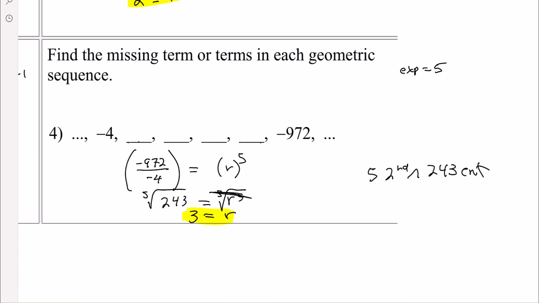So with that common ratio, I'm going to multiply over and over. Negative 4 times 3 is negative 12, times 3 is negative 36, times 3 is negative 108, I believe, times 3 is negative 324, times 3 is negative 972. All right, that's it for this one.